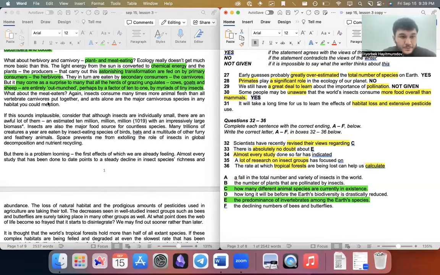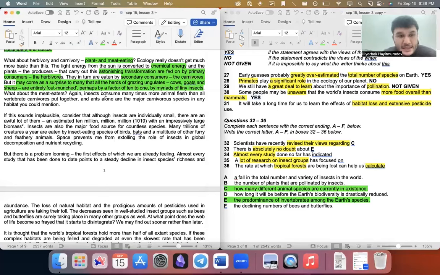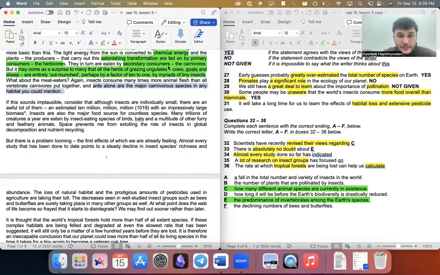All right. What about meat eaters? Again, insects consume many times more animal flesh than all vertebrates put together, and are the major carnivore species in any habitat you could mention. Wow. All right. Interesting fact indeed.